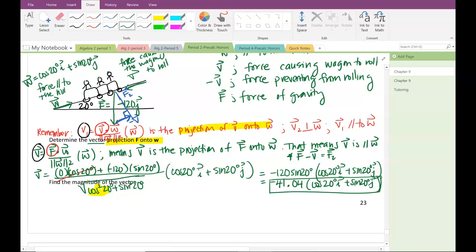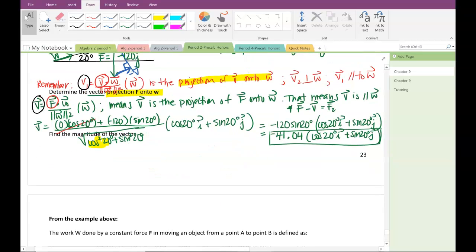Okay? Now it says, find the magnitude of the vector. So the magnitude of your vector V, its absolute value, is the square root of a squared plus b squared. Now, this is the part where, if you're going to sit here and distribute this and then plug in a squared and b squared, don't bother. Remember, this equation right here is in polar form.